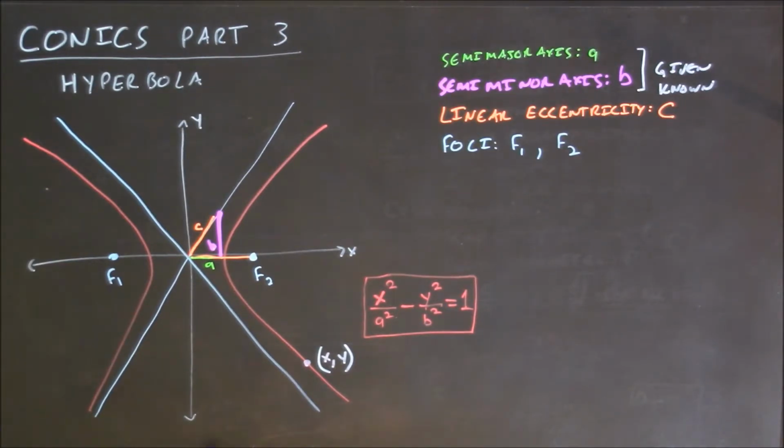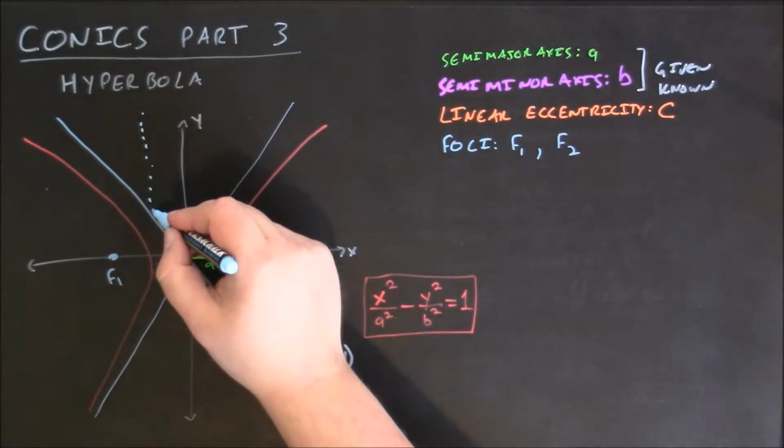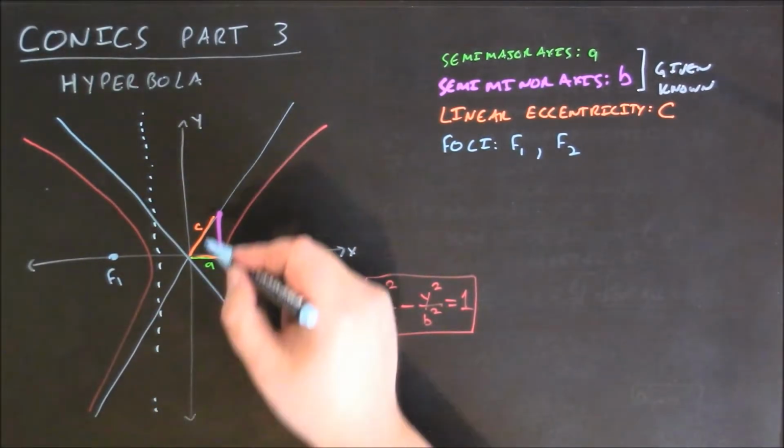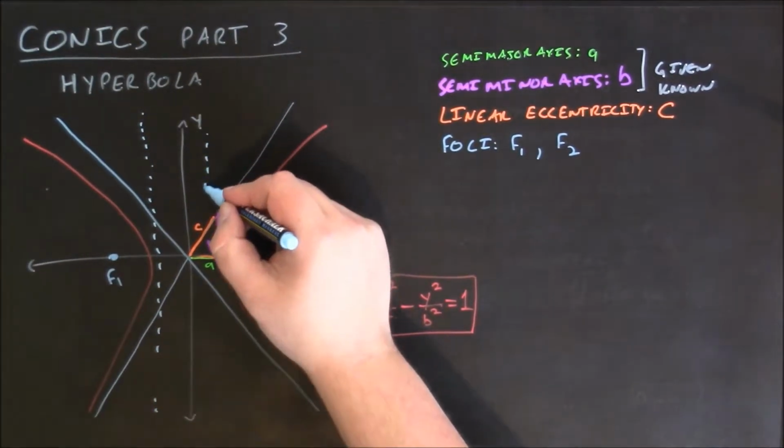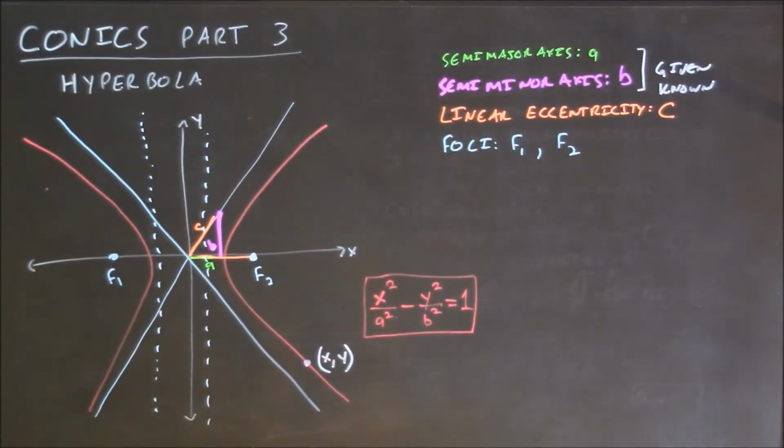So now we need to define two additional lines. Here we have one line, and here we have another. Each of these lines is called a directrix.